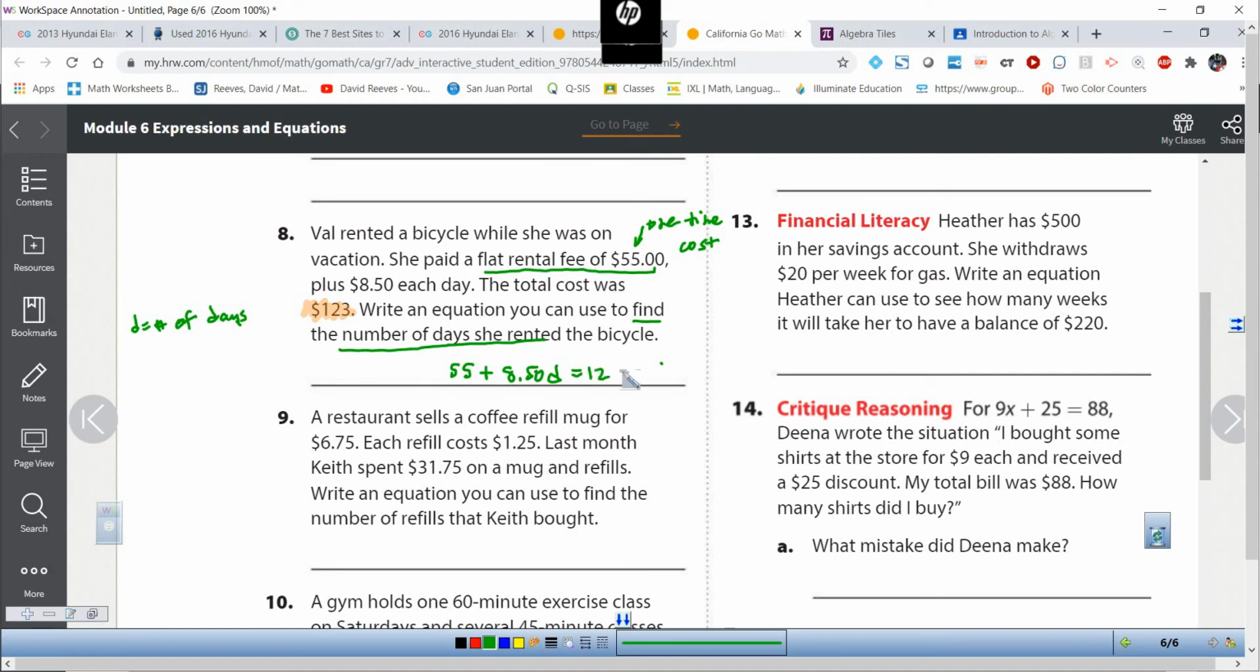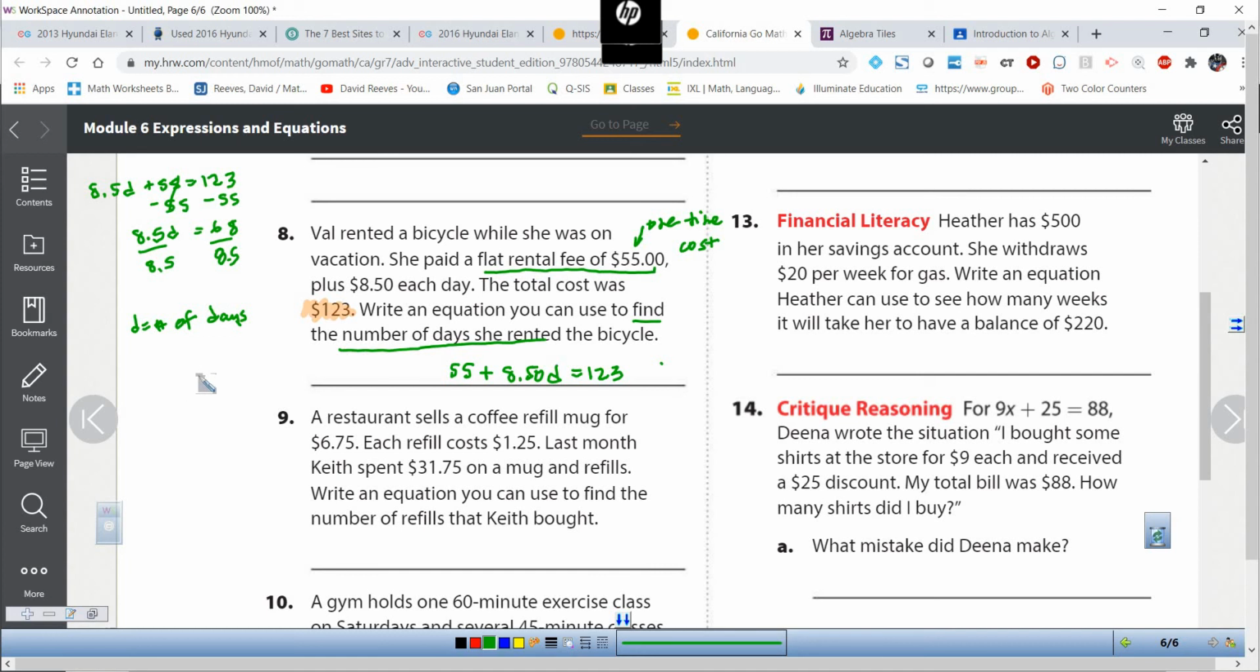All right, 123. So $55 plus $8.50 per day is 123. Now, usually what we would do is we would write it like this. We would drop the 0, and we would write it like this, right? Okay, then what am I going to do? I'm going to subtract 55. I take away that one-time fee, and when I do that, that will tell me how much she paid strictly on the per day fees, right? Take away that fee. All right, here we go. 13 minus 5 is 8. 11 minus 5 is 6, right? And then I divide by 8.5.